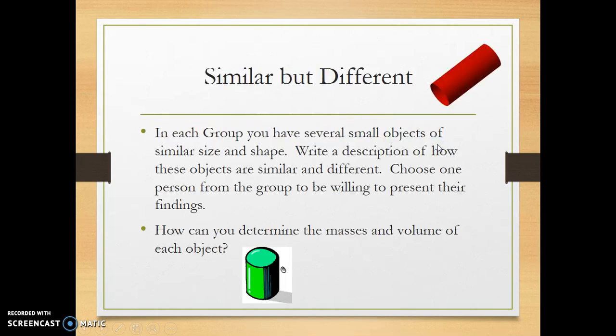When you come in, be ready to do this. You're going to be in groups, and you're going to have several small objects, and I want you to describe the size and the shape. You're going to write a short description of how these objects are similar and how they're different, and you're going to choose one person from the group to be willing to present their findings. So be ready for that.